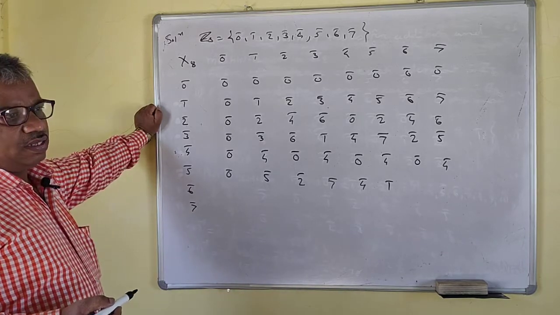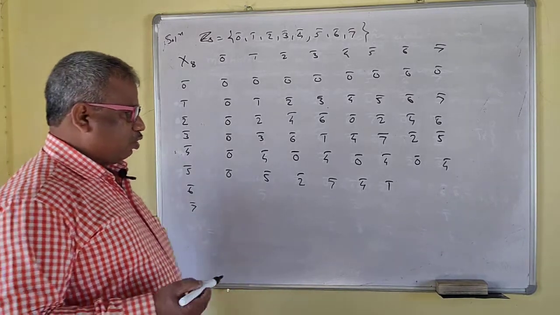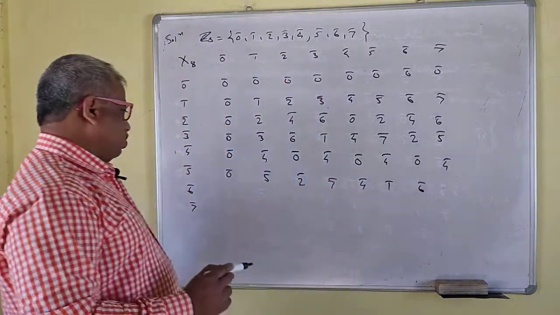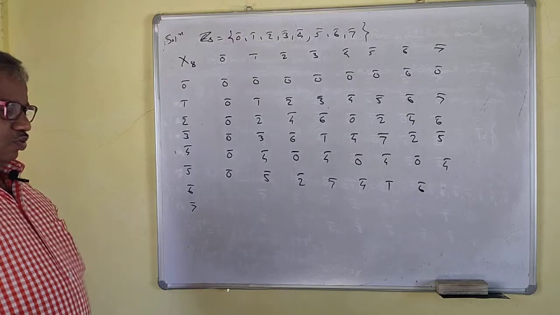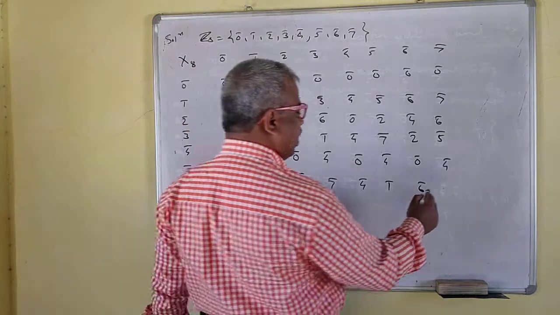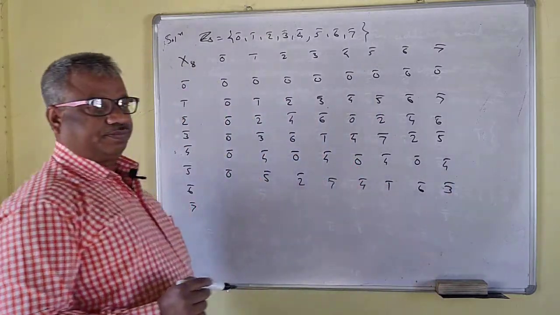30 bar. 30 bar is same as what? 24 plus 6, so this is 6 bar then. Okay. So 35 bar. So 35 bar is 32 bar plus 3 bar. So 32 bar is 0 bar. So this is 3 bar.